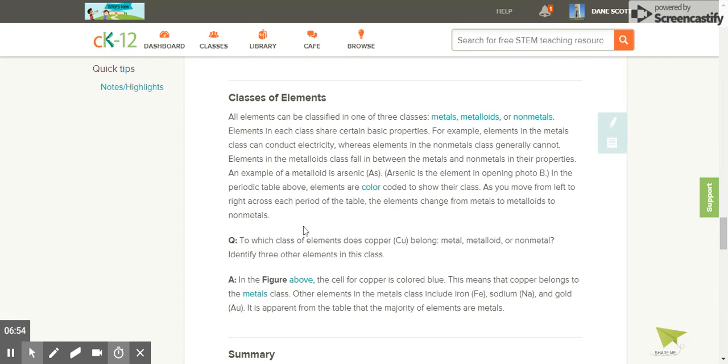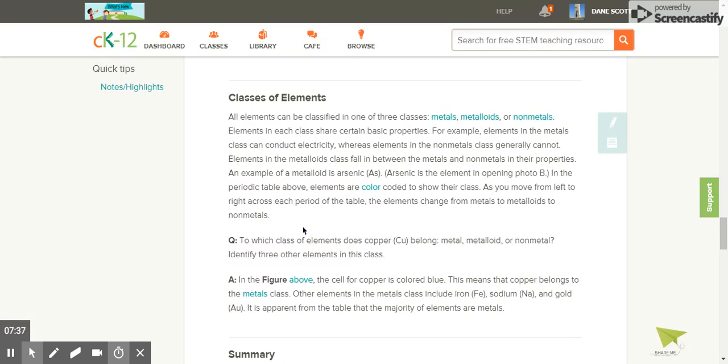Classes of elements. All elements can be classified in one of 3 classes: metals, metalloids, or nonmetals. Elements in each class share certain basic properties. For example, elements in the metals class can conduct electricity, whereas elements in the nonmetals class generally cannot. Elements in the metalloid class fall in between the metals and nonmetals in their properties. An example of a metalloid is arsenic. Arsenic is the element in opening photo B. In the periodic table above, elements are color-coded to show their class. As you move from left to right across each period of the table, the elements change from metals to metalloids to nonmetals.